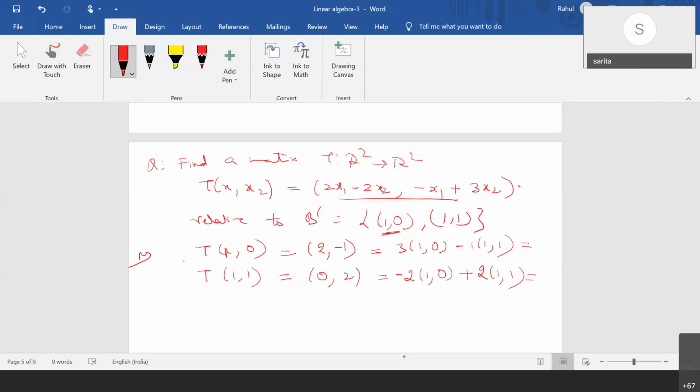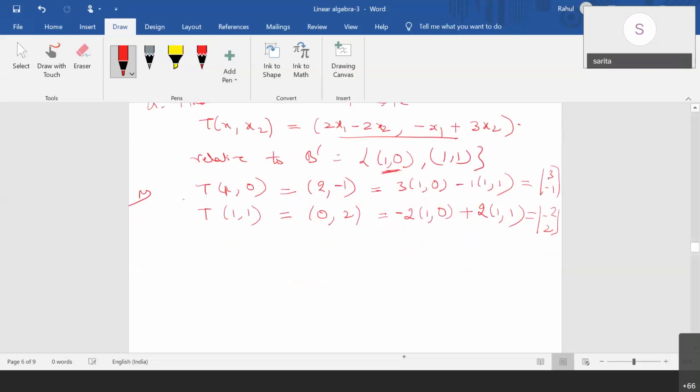So I am trying to write (2, minus 1) as a linear combination of these two, and you can simply see how you will write it. 2 can be written as 3 minus 1, so I am writing 3(1,0) and minus 1(1,1). This is right. So then this becomes 3, minus 1, and this becomes minus 2, 2. Therefore you can write the matrix A as 3, minus 1 and minus 2, 2. That's the only difference when you are writing it as a linear combination.